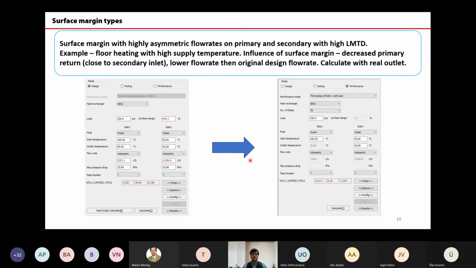So what you need to keep in mind for these kinds of cases is simply to make the calculation in real outlet conditions or in performance mode.